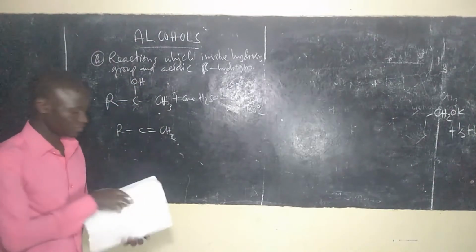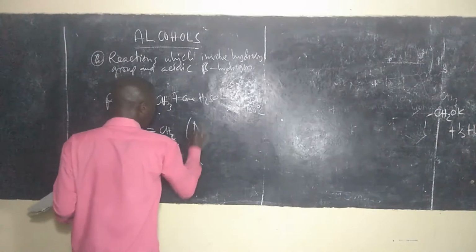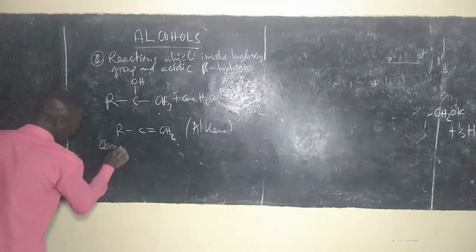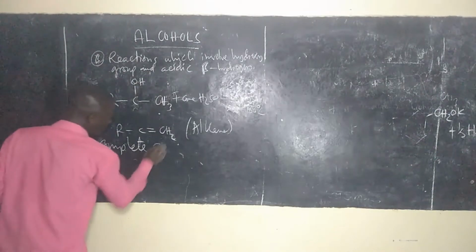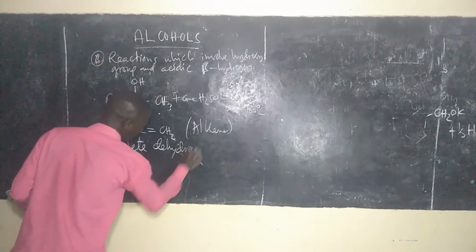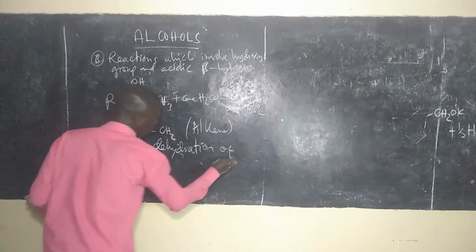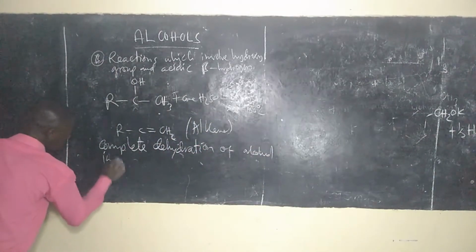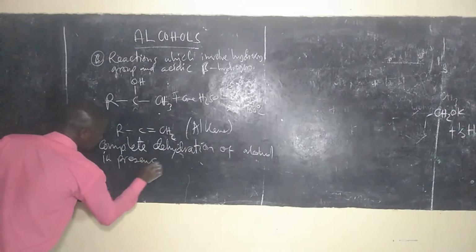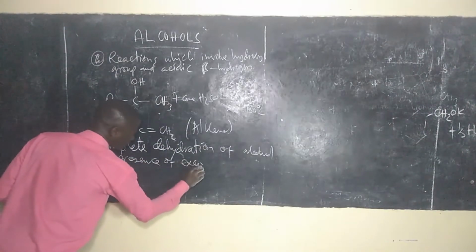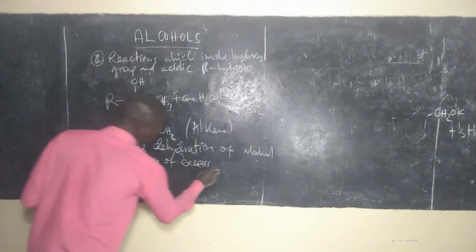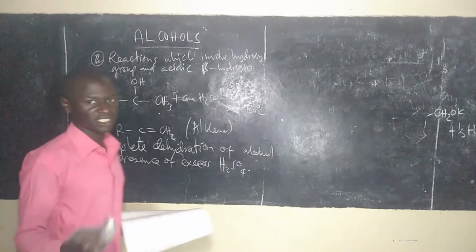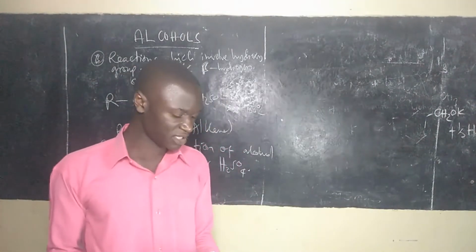We'll get an alkene. So, hii hapa ni alkene, ambayo alkene inatokana nini? Na complete dehydration of alcohol, in presence of excess sulfuric acid. So this is in case an acid is excess.